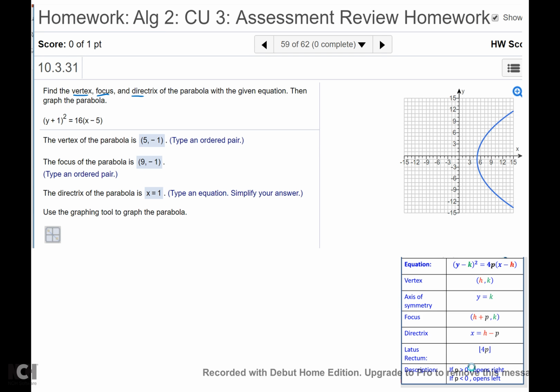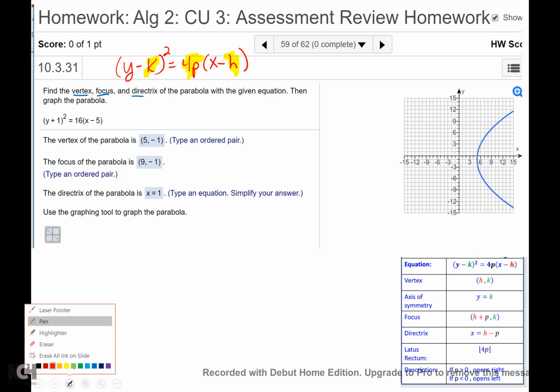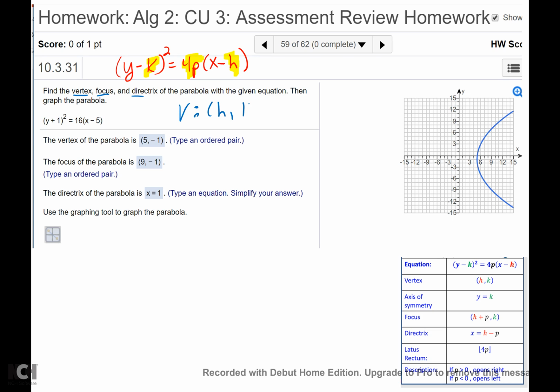Alright, and we're back. So, find the vertex, focus, and directrix of a parabola with a given equation. We are obviously in the y squared, so remember your equation is y minus k squared equals 4p times x minus h. If you can locate, there's your k, that's 4p, and there's your h. So my vertex is going to be at h comma k.